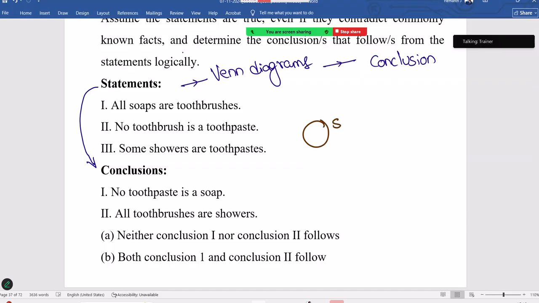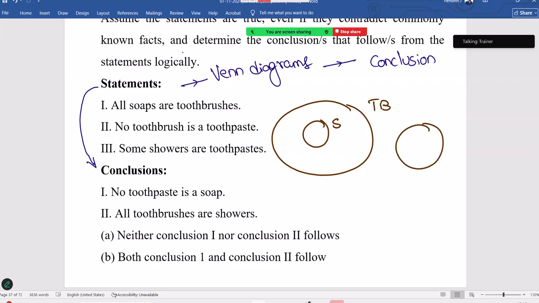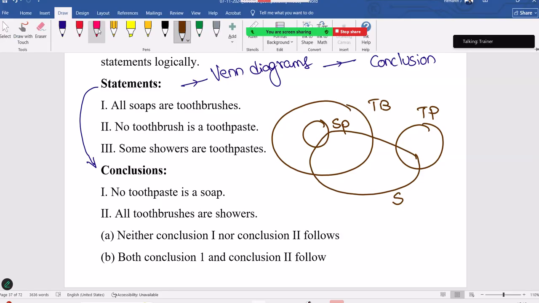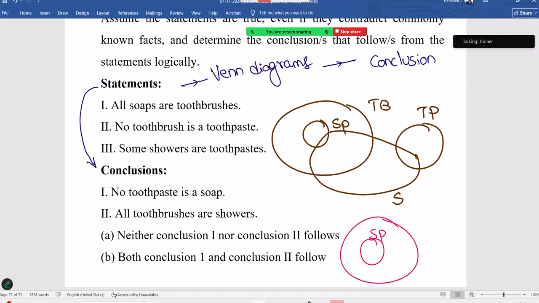All soaps are toothbrush. No toothbrush is toothpaste. Some showers are toothpaste. I can draw like this. See, does my diagram satisfy the statements or not? You have to draw the diagram satisfying the statements. All soaps are toothbrush. No toothbrush is toothpaste. Some showers are toothpaste. I can draw like this or I can draw like this.